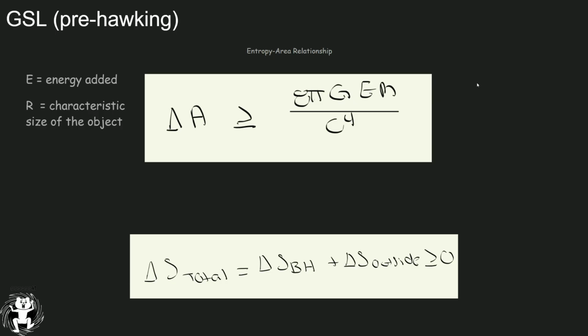What does this all mean? Even if the external entropy decreases, like if something were to fall into the black hole, the black hole's own horizon must increase in order to compensate, keeping the total entropy non-decreasing. This relationship preserves the second law, even when entropy crosses the event horizon.